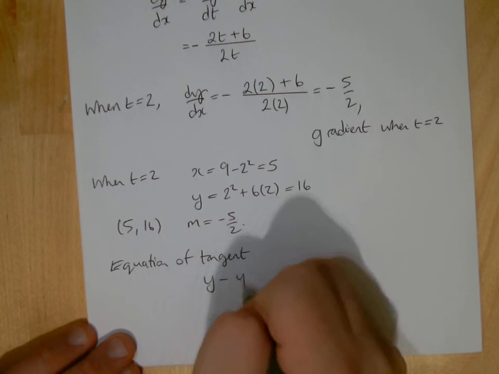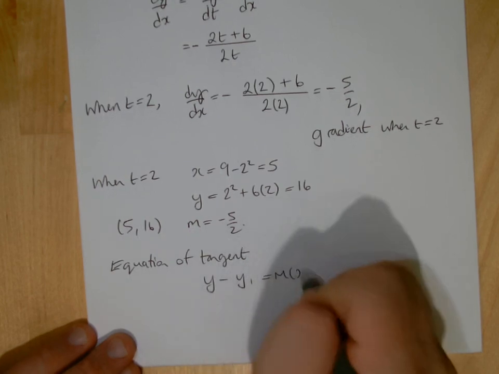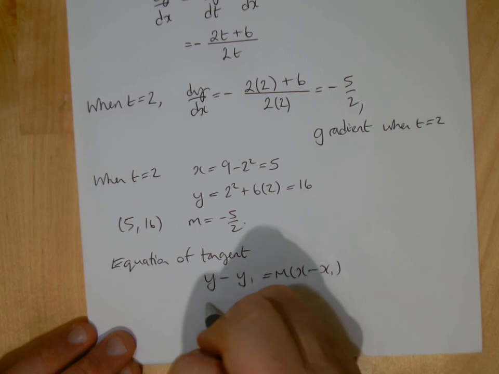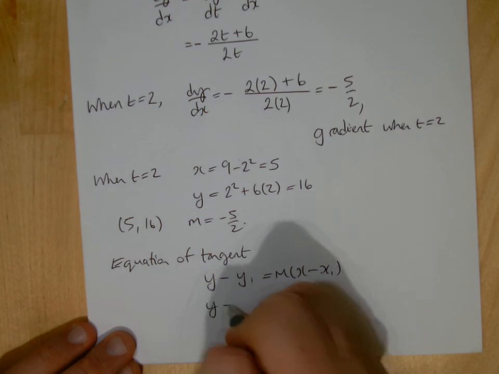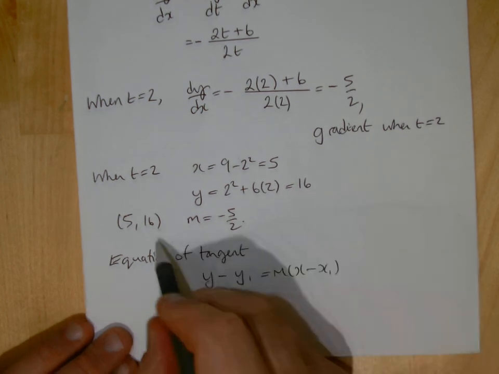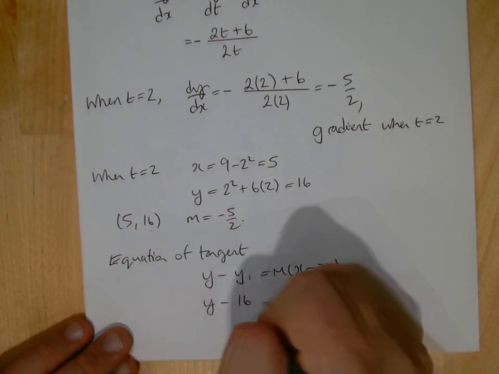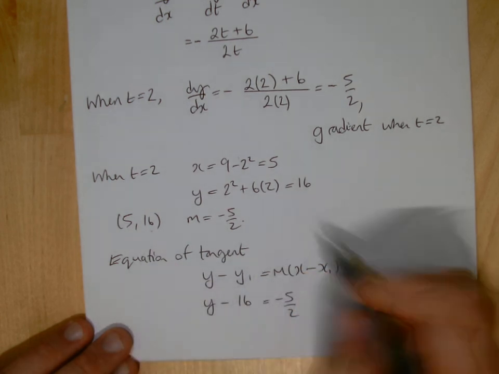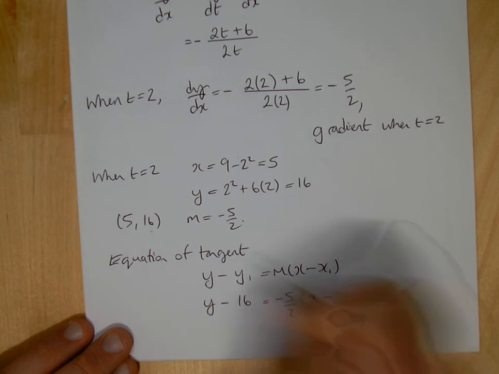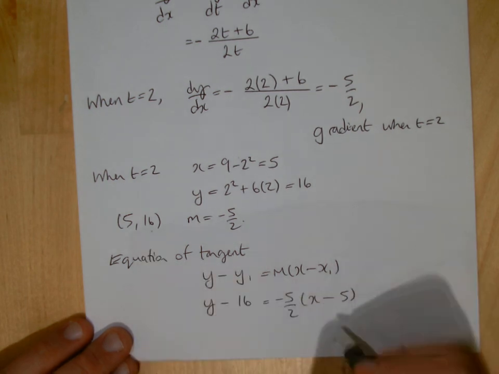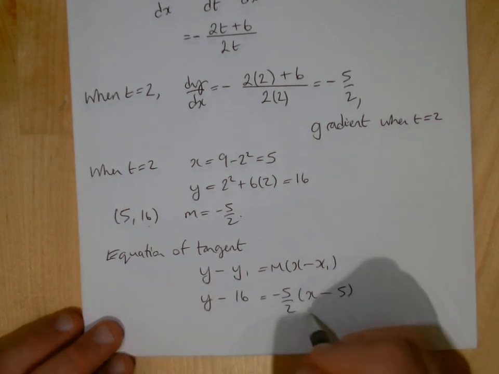So the equation of the tangent, remember the equation formula: y minus y1 is m times x minus x1. So y minus 16, that's your y value, equals minus 5 over 2, your gradient, times x minus the x value, which is 5. And then we've got our equation, essentially the tangent.